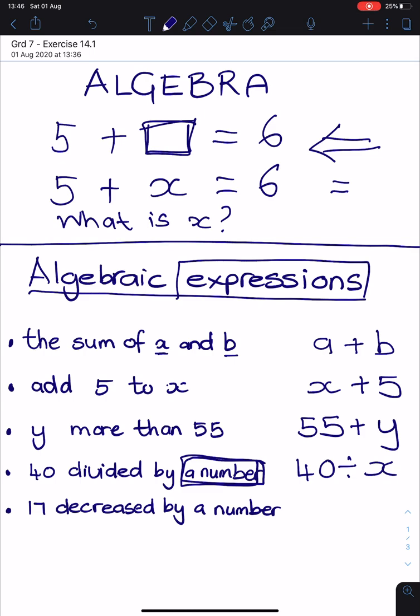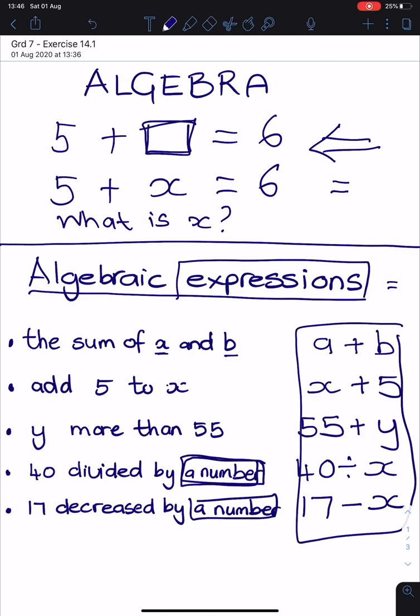17 decreased by a number. Decrease is minus. So 17 decreased by a number, which we will call x. And it's as simple as that. Remember, expressions do not have equal signs. They are just asking you for the expression, not the equation.